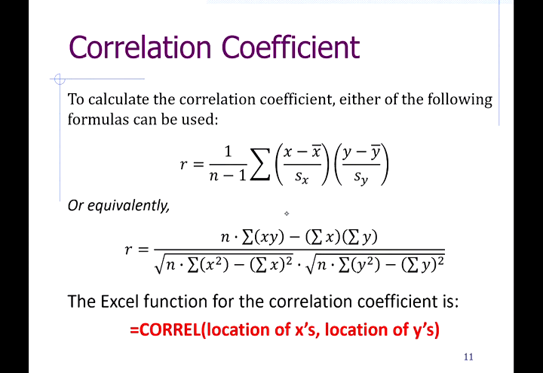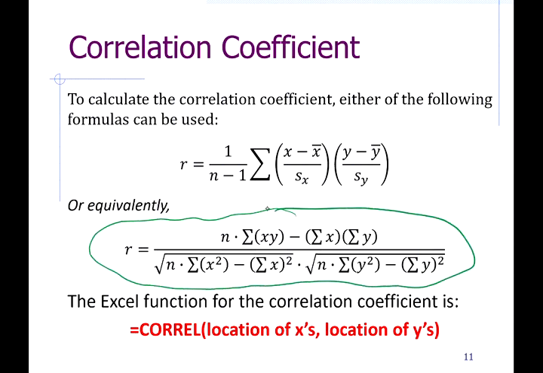Calculating the correlation coefficient could be very time-consuming and cumbersome. Here's the general formula for the correlation coefficient. You can see this is not a nice looking formula if you want to do this by hand. There's also an equivalent formula which uses the standard deviations, which means you have to calculate the standard deviations before you calculate the correlation coefficient. My recommendation is to use Excel. It's so much faster. It takes a 15-minute problem and turns it into a 15-second problem.